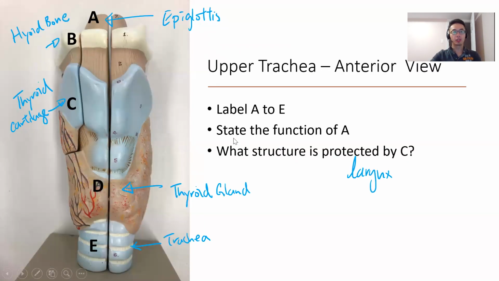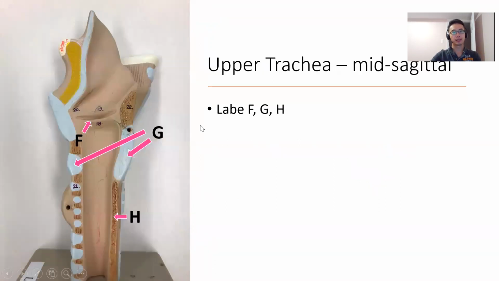So this is the same model. As you can see, we can open it up, right? This would be like a sagittal, mid-sagittal cut. And here, this is pointing at the vocal cords. Let me change the color back to red. Vocal cords.